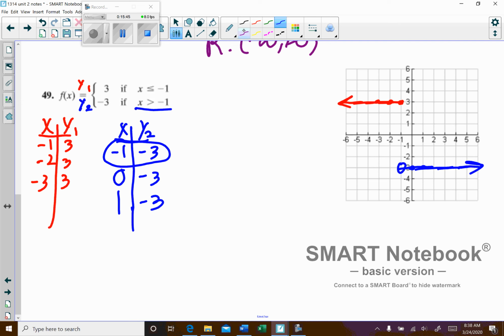Last thing to look at is the range. If we look at the range on this one, it doesn't go down indefinitely. It just stays at negative 3, and pops up to positive 3. So those are your only two y values that come out of this, and that's your range. That's what range is. It's your y values. So it's going to be negative 3 and positive 3. That's it. Just those two numbers, and that's it.